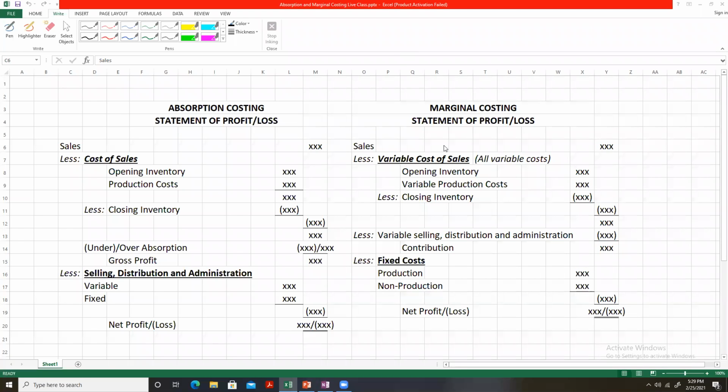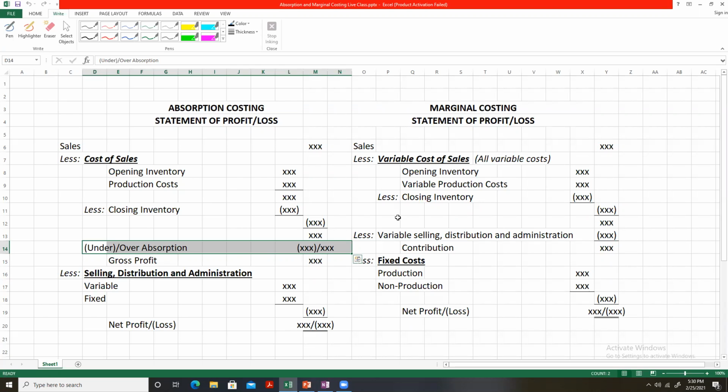Okay, then. In the last class, I showed you how profit statements are prepared under the two approaches, absorption and marginal costing. There are differences. In absorption costing, we have to make an adjustment for under or over absorbed overheads, because we add fixed production overheads to the cost of inventory units in absorption costing.